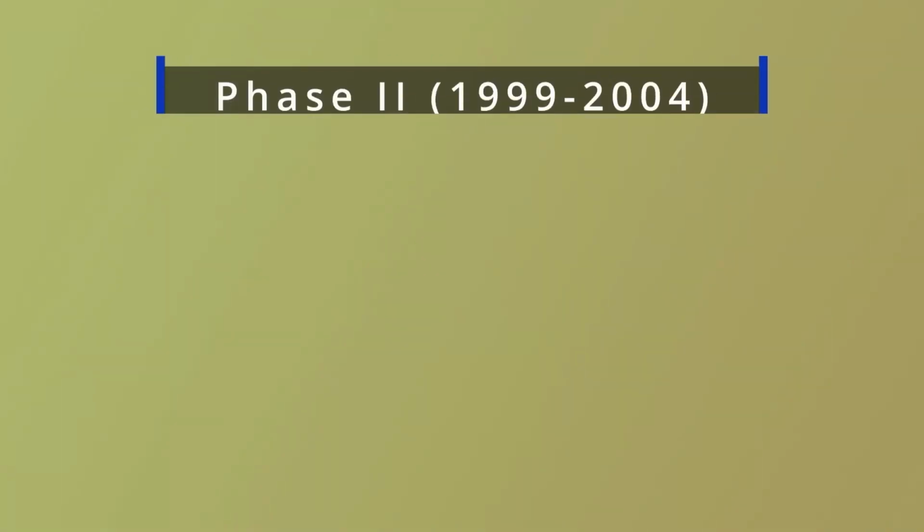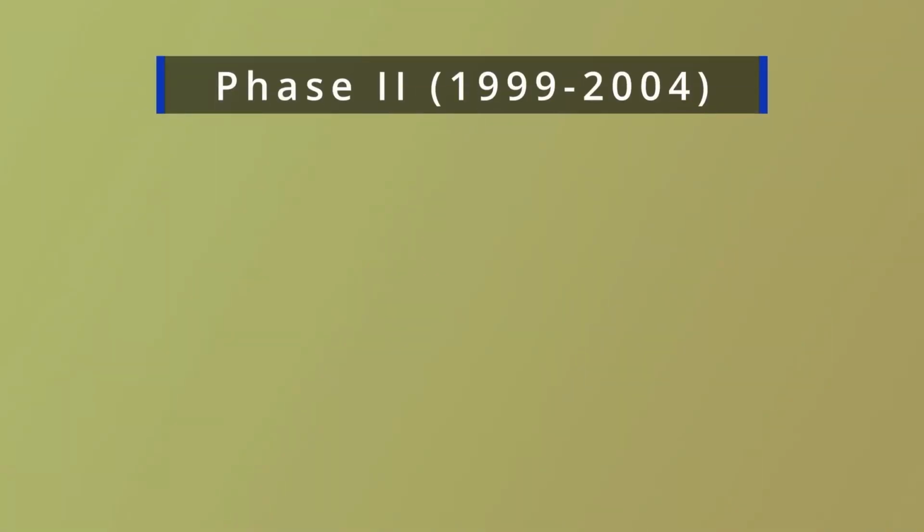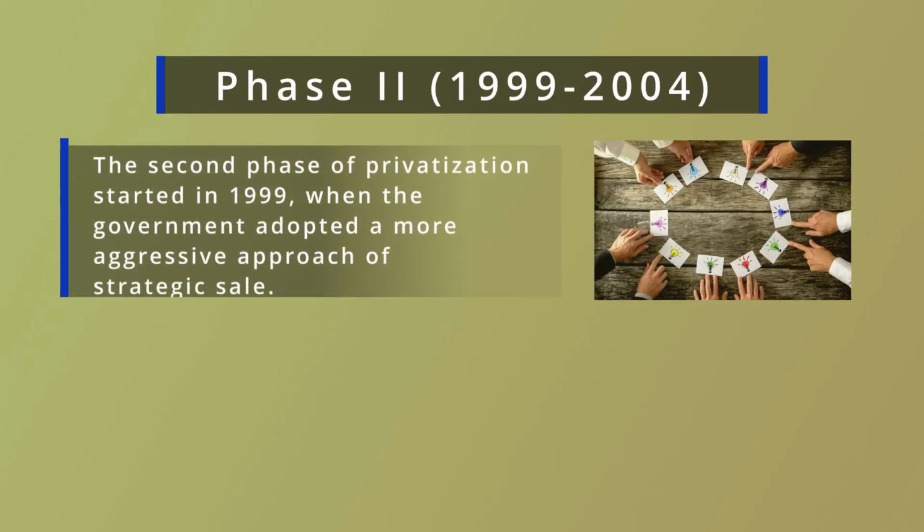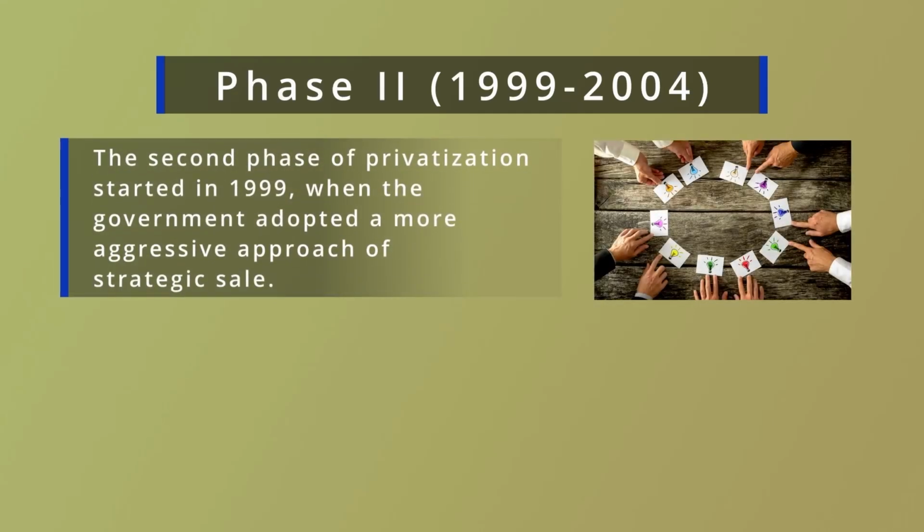Phase 2. Phase 2 is related with the period 1999 to 2004. This is the second phase of the privatization in our country, and here the government adopted a more aggressive approach of strategic sale. The strategic sale includes sale of the strategic public sector enterprises as well as the sale of the strategic share of the public sector enterprises, which is more than 50%.